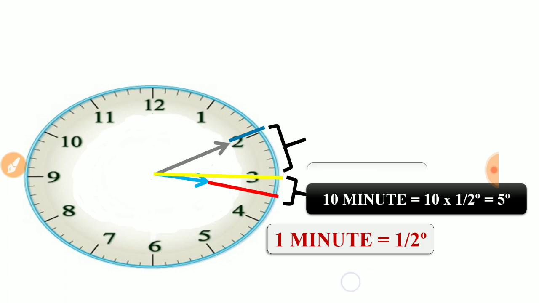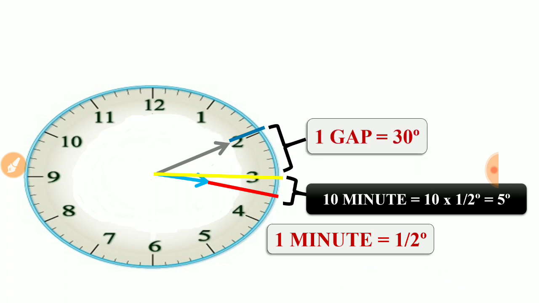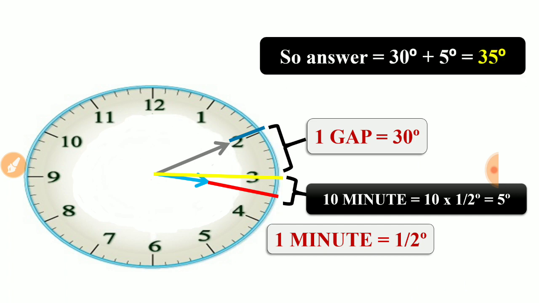So the gap between the yellow line and red is 5 degree, and the gap between 2 and 3, we know it is very clear, one gap, so one gap is 30. So what is the total angle between the blue line and the red line? It is 30 plus that small gap, 5 degree. So the final answer is 30 plus 5, 35 degree.